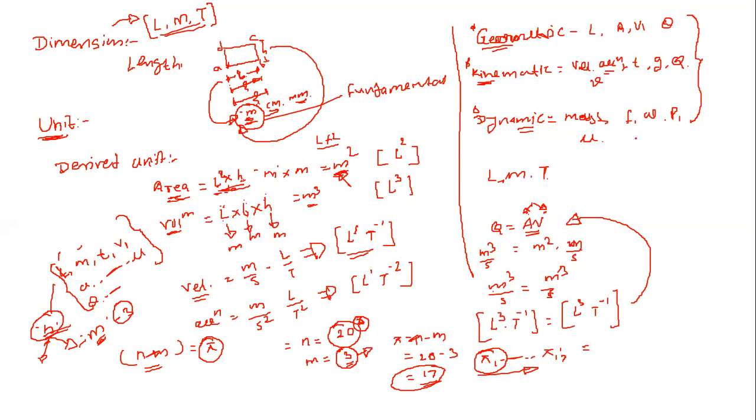It means those three repeating variables, we have to select those three repeating variables which are going to appear in each and every pi term. And for them, the selection criterion is that each parameter must contain either the geometric or kinematic or the dynamic property.